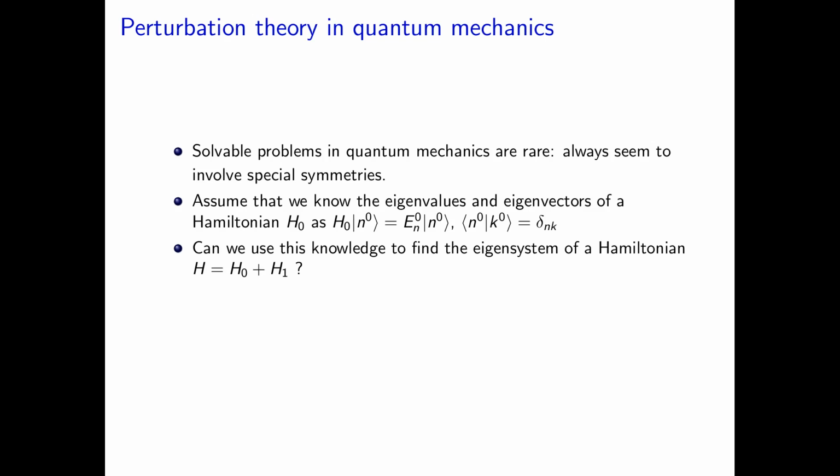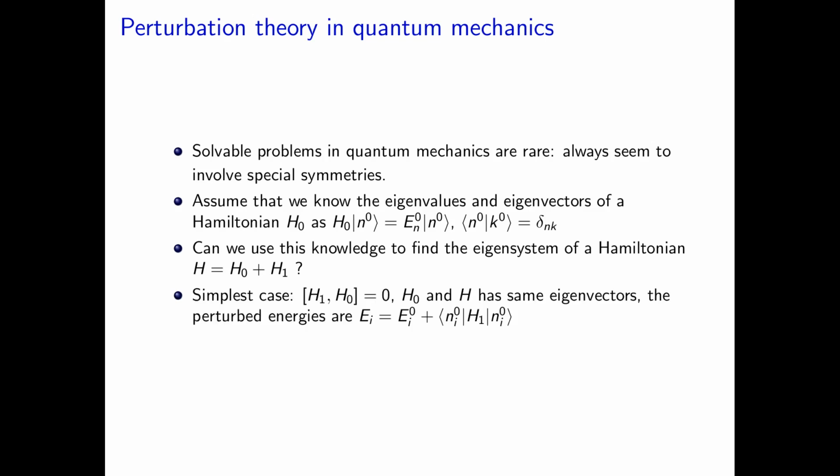So, we assume that the problem we are interested in, for which we can write down the Hamiltonian as a summation of H naught and H1, but the full solution of H naught we know, the H1 we do not know, and we want to estimate, or we want to see how well we can solve this full problem. So, the simplest case is when H1 and H naught commute. In that case, if you have solved H naught, you also have solved H1, because they have the simultaneous eigenvectors.